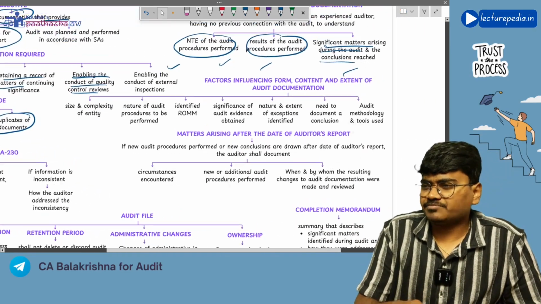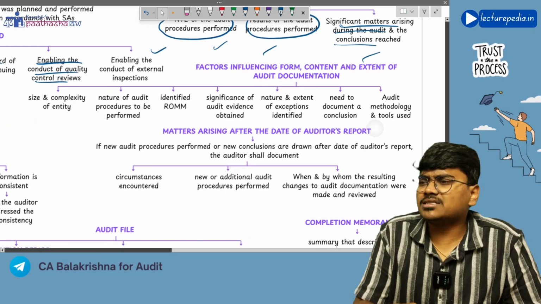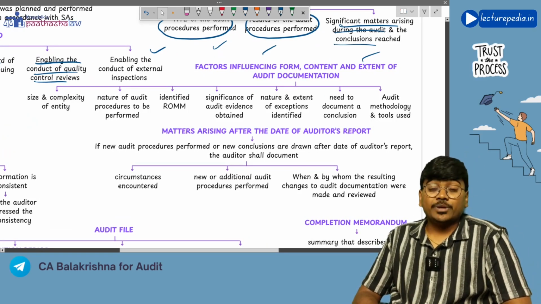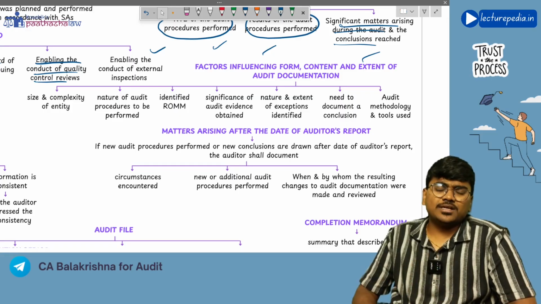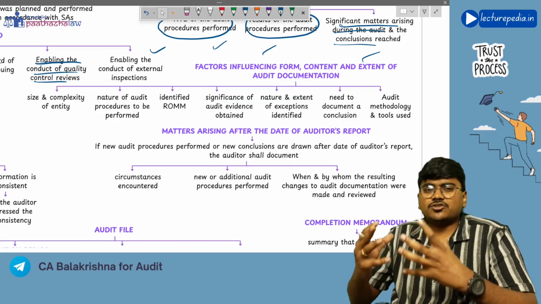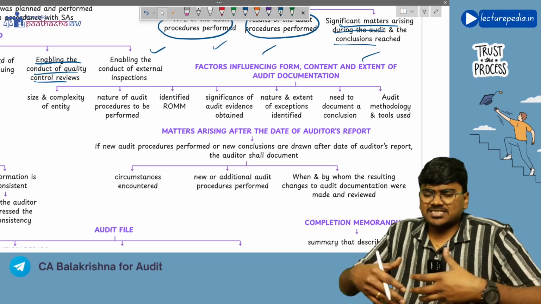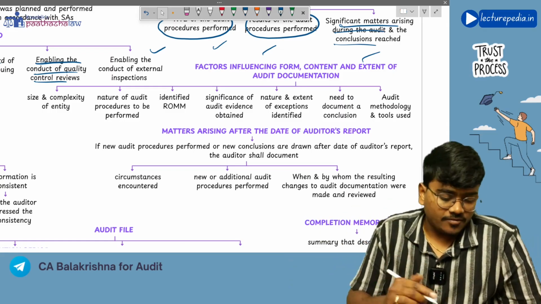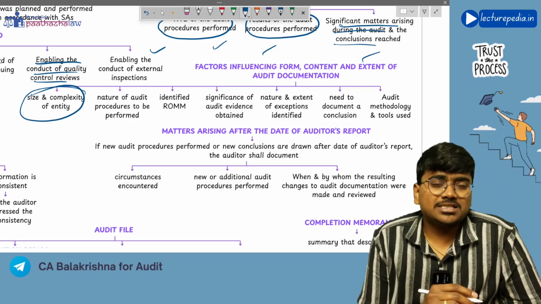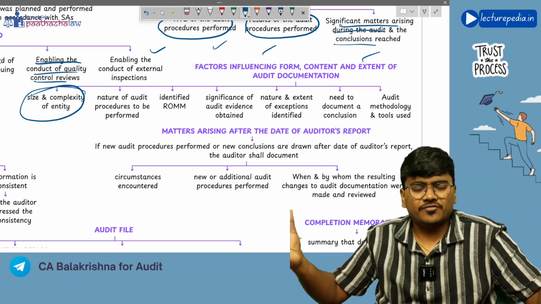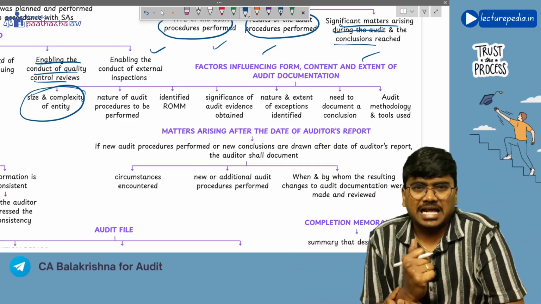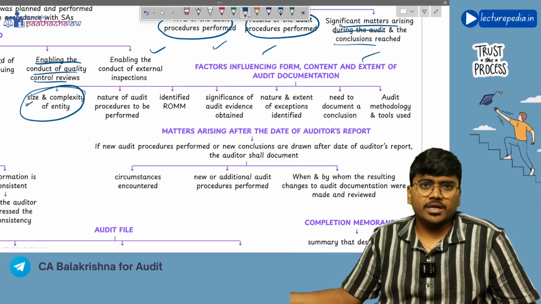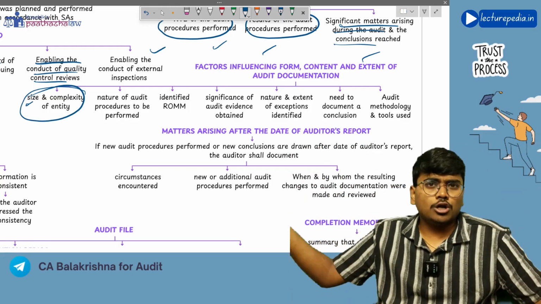Next, factors that will influence form, content and extent of audit documentation. Form means in which format, content means what should be there, and extent means how much. So what factors will influence these things? First of all, size and complexity of the entity. How much is the size of the entity and how complex are the transactions the entity undertakes. If the size of the entity is more, more documentation is required. If complexity is more, more documentation is required.